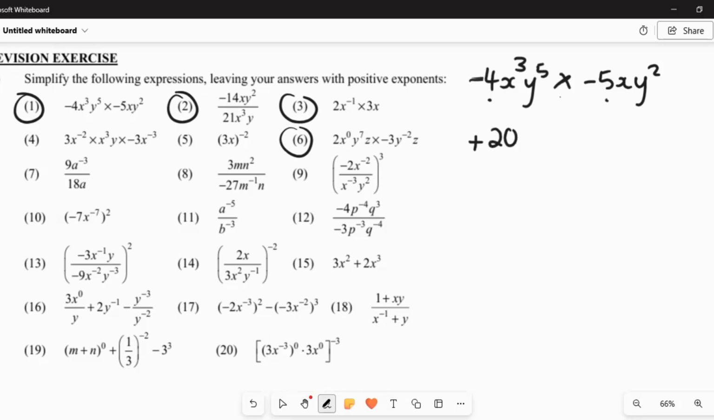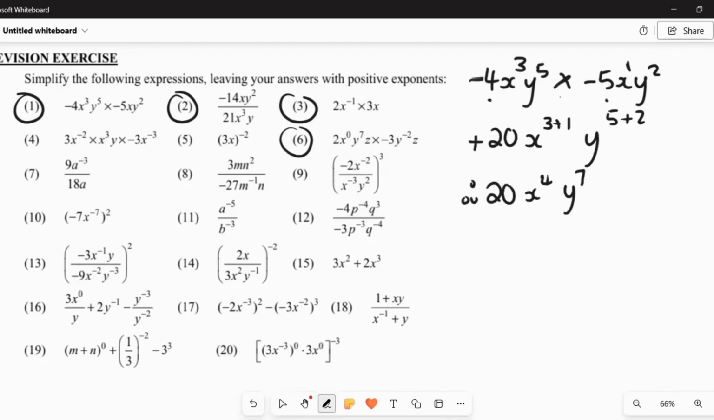And then we have x cubed multiplied by x. Remember, if ever our x doesn't have an exponent, we have 1 there, right? So remember, when we multiply the same bases, we add the exponents. So we're going to have x to the 3 plus 1, and then we have y multiplied by y. Again, we're going to add those exponents, which is 5 plus 2. And now finally, our answer is going to be 20x to the 3 plus 1 is 4, and then y to the 5 plus 2 is going to give us 7. That was the first one, quite easy.